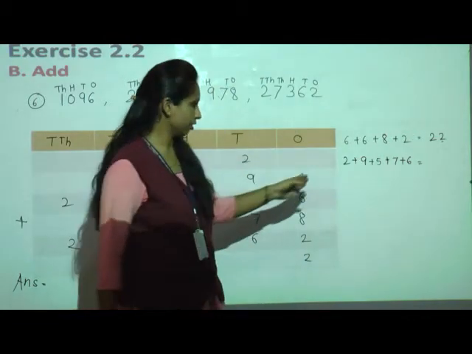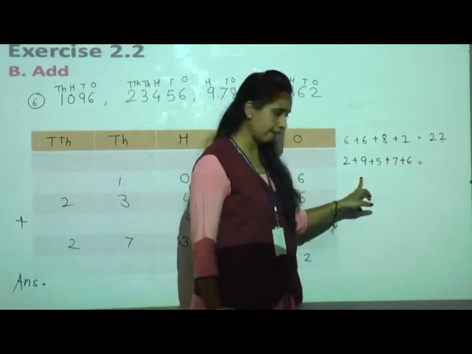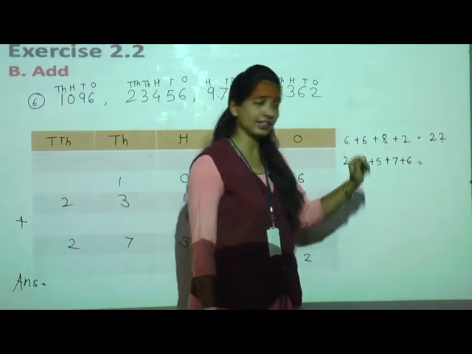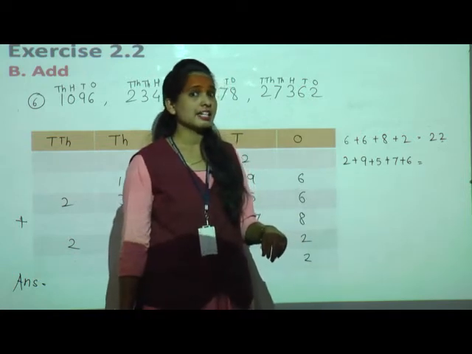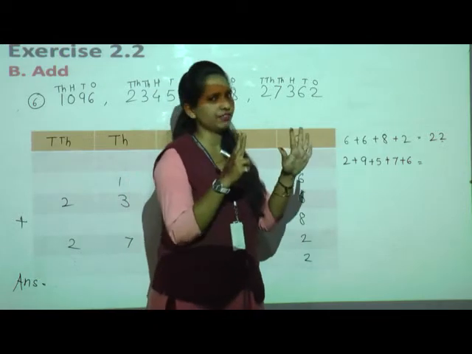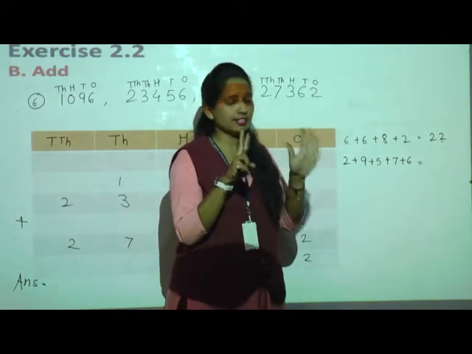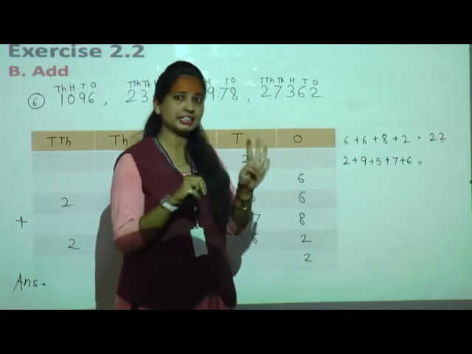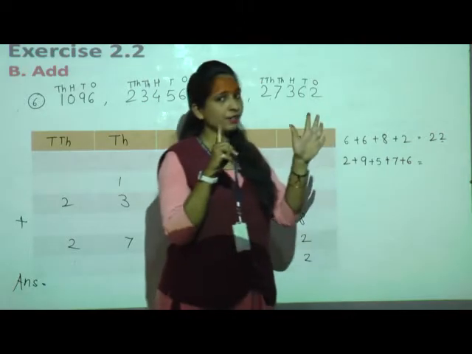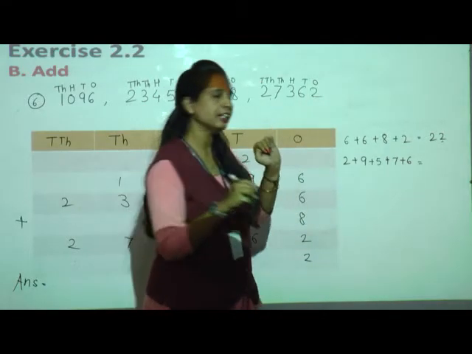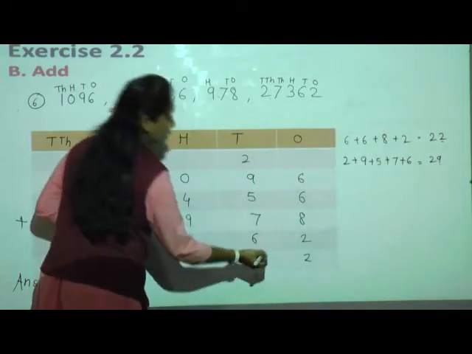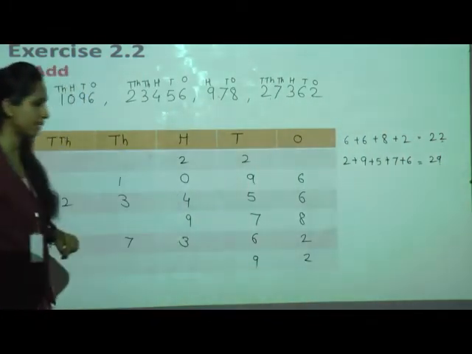Now let us see. 2 plus 9 is 11. 11 plus 5 is 16. 16 plus 7. Yes students, 16 plus 7. Yes, if you are confused, go with the fingers. Okay, 16, after it 7 fingers: 17, 18, 19, 20, 21, 22, 23. 23 plus 6: 24, 25, 26, 27, 28, 29. So 9 I will write on the tens place. 2 will carry to the hundreds place.